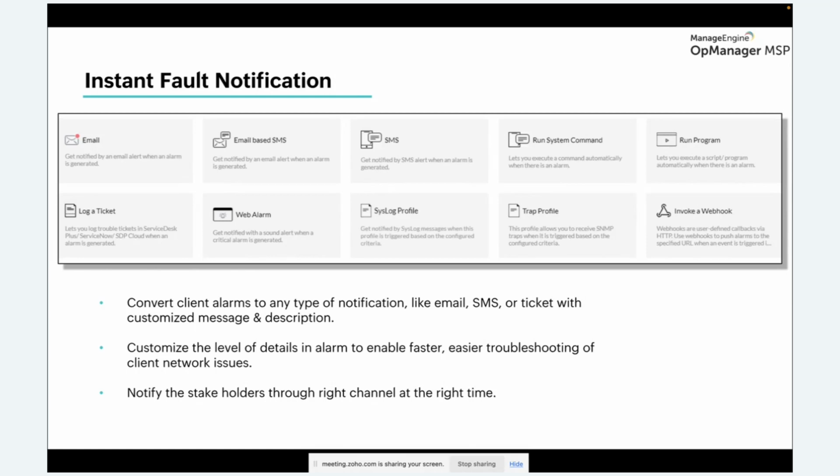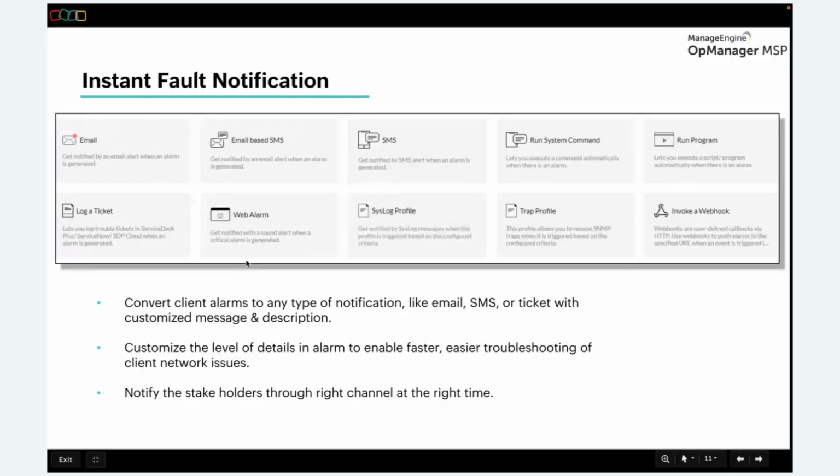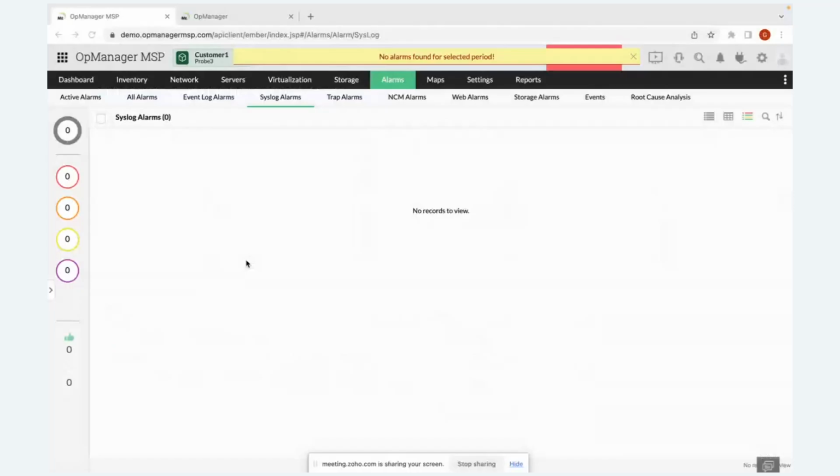You can customize the level of details in alarm to enable faster and easier troubleshooting of client network issues, as the sooner a network issue is fixed, the sooner it can get back to performing its normal functions. You can notify the stakeholders through the right channel they prefer and at the right time. Notification profiles alert you if there are any faults in your client network devices. You can configure notification profiles to receive email or SMS alerts, sound alarms, run programs or system commands, or even forward traps or syslogs. Let's check out how notification profile works in OpManager MSP.